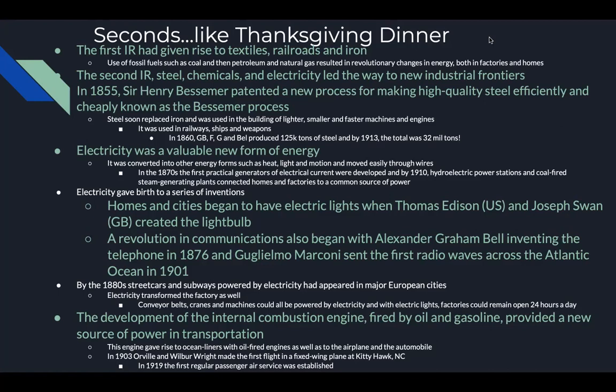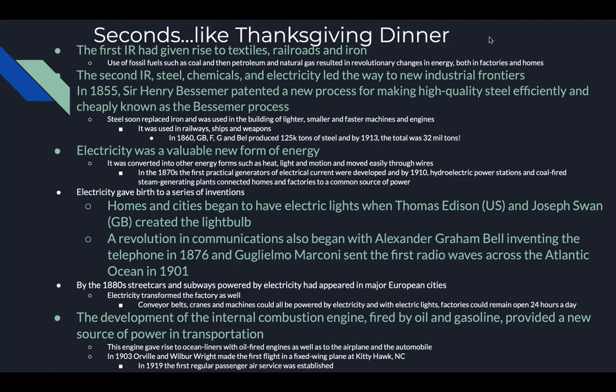Electricity was a valuable new form of energy. It was converted into other energy forms such as heat, light, and motion, and moved easily through wires. In the 1870s, the first practical generators of electrical current were developed. In 1910, hydroelectric power stations and coal-fired steam generating plants connected homes and factories to a common source of power. Electricity gave birth to a series of new inventions.